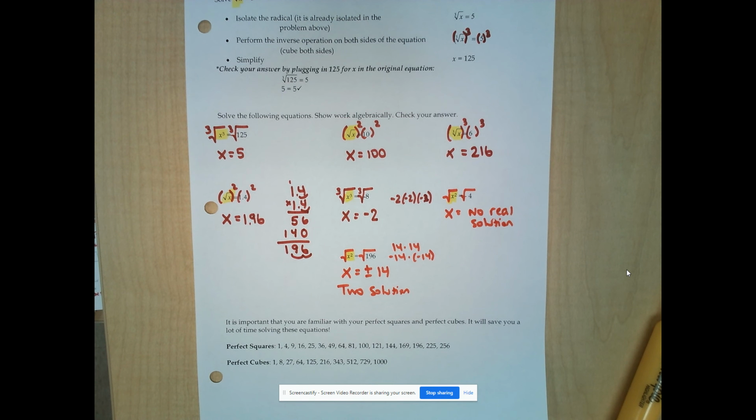And at the bottom of the page, friendly reminder of your perfect squares, the first 16, and perfect cubes, the first 10.